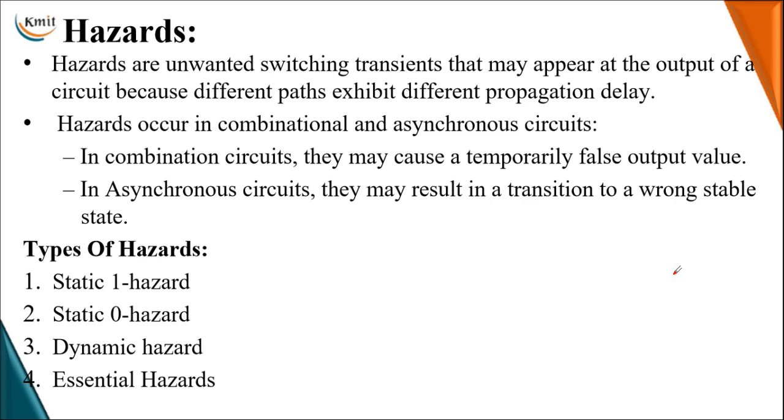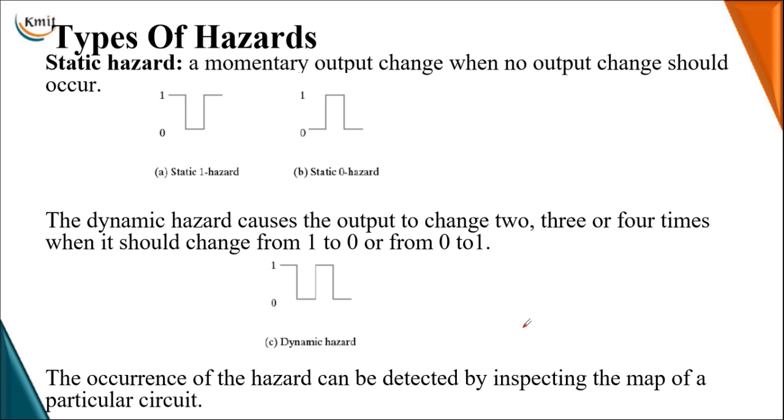Now let us learn how many types of hazards are available. Basically, there are four types of hazards in a digital circuit: static hazards, dynamic hazards and essential hazards. In static hazards, again we have two types: static one hazard and static zero hazard. So the four basic types are static one hazard, static zero hazard, dynamic hazard, and essential hazard. A static one hazard is where, for a moment, the output moves to the low state and again comes back to its logical one state.